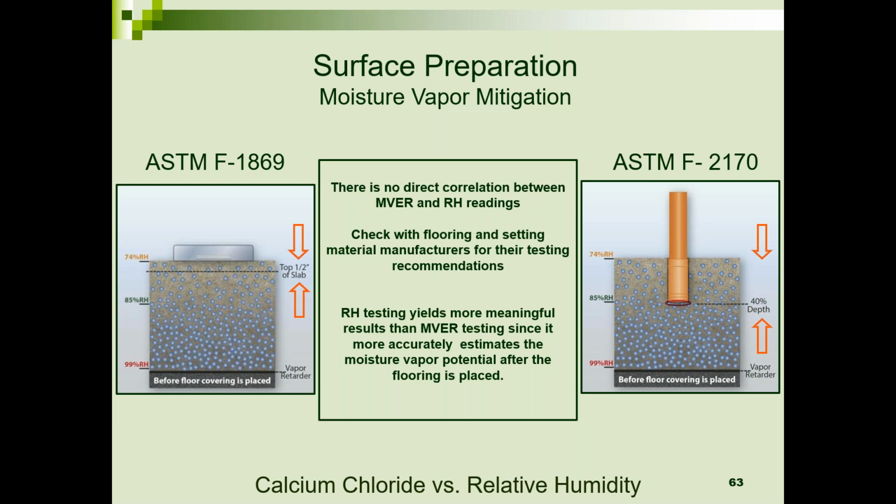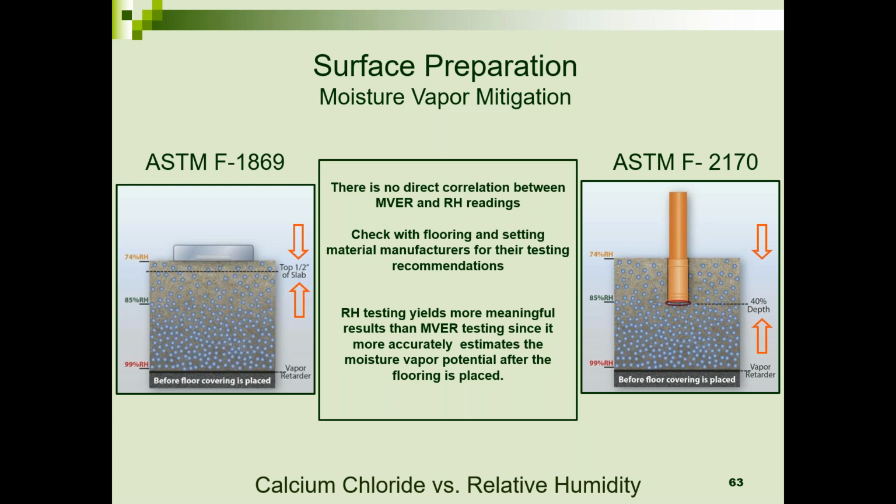Now, on the left and right, if we put a flooring product down, the slab is going to try to equilibrate between the bottom and the top of the slab. So all that moisture that's sitting in the bottom will suddenly want to move to the surface. With the calcium chloride test on the left, you have no idea how big that reservoir is. And if you do a calcium chloride test and it tells you, wow, I'm fine with moisture, and you put the flooring down, you're going to have problems.